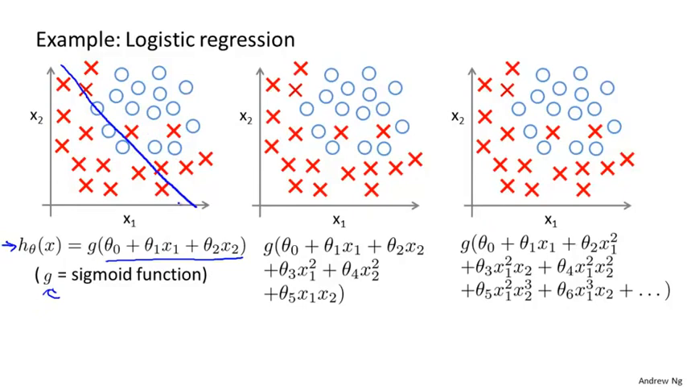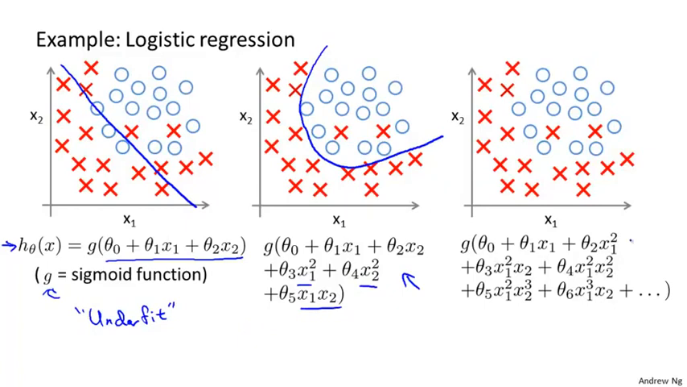And this doesn't look like a very good fit to the hypothesis. And so, once again, this is an example of underfitting or of a hypothesis having high bias. In contrast, if you were to add to your features these quadratic terms, then you could get a decision boundary that might look more like this. And that's a pretty good fit to the data. Probably about as good as we could get on this training set.